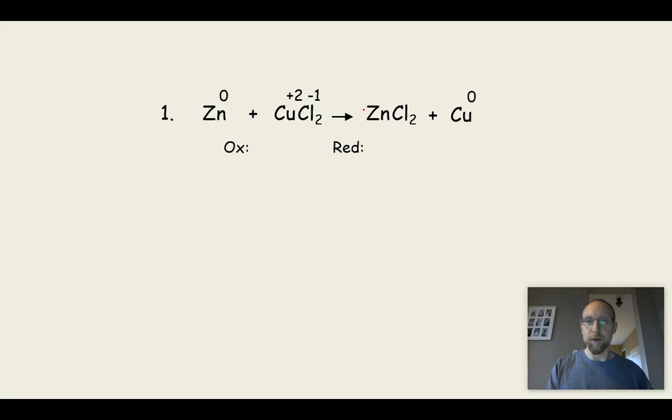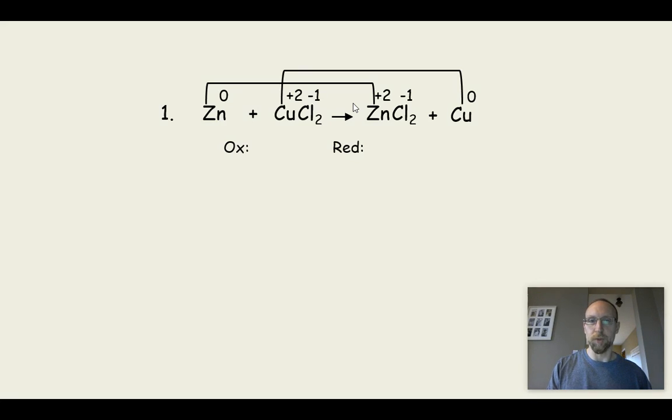And then the same thing over here. We know zinc is +2. We know chlorine is -1. So whatever, you figure those out. So step 1, assign oxidation states. Step 2, connect the elements that changed. So zinc went from 0 to +2, and copper went from +2 to 0.